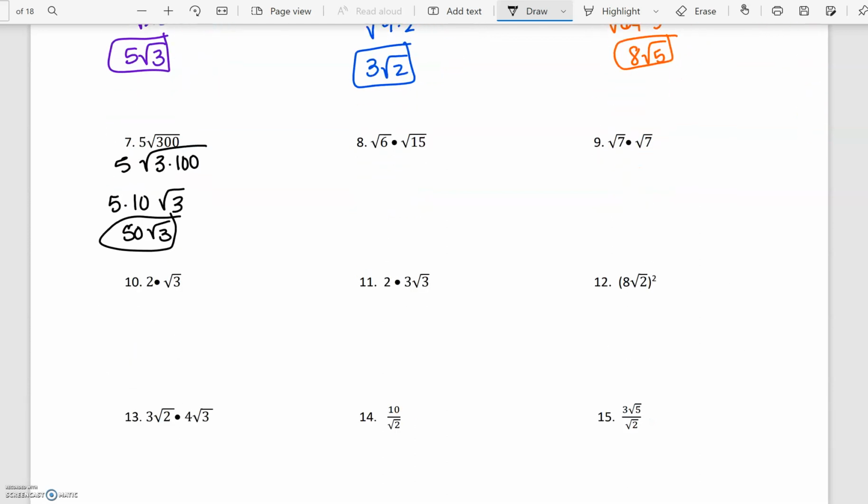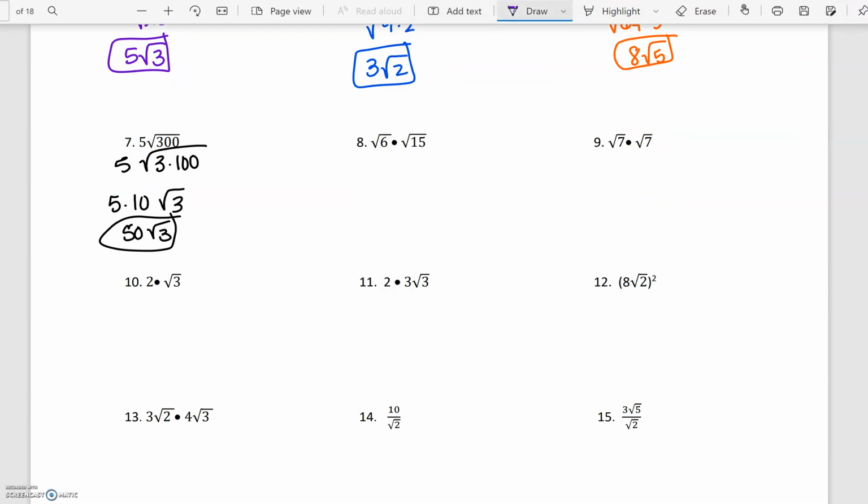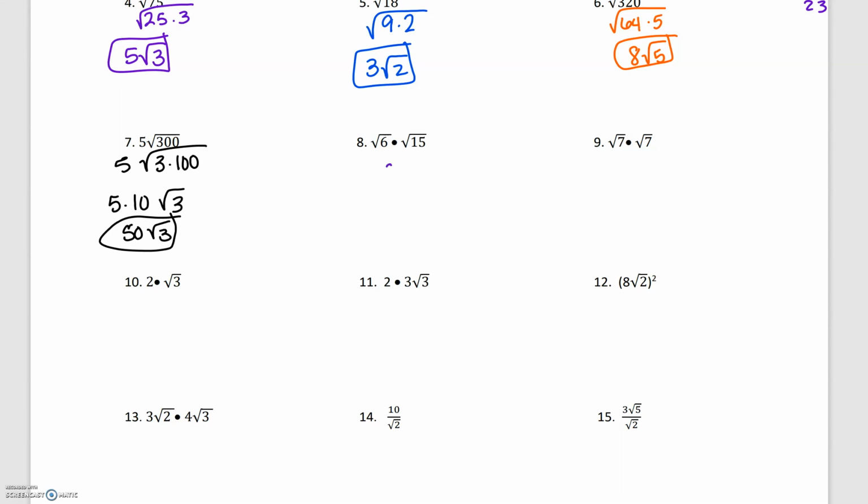So now we're going to take a look at multiplication here. Multiplication, we can multiply things that are the same radical. So both of these are square roots, so I can take 6 times 15, and then I'm going to simplify it. So square root of 90, and I can go ahead and pull the 9 out to be a 3, and the 10 stays home.